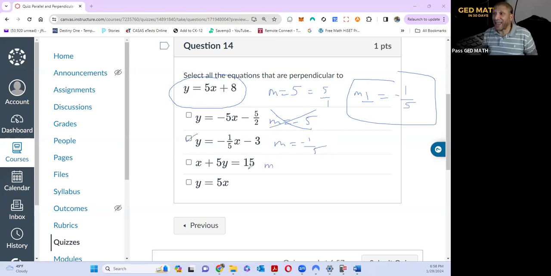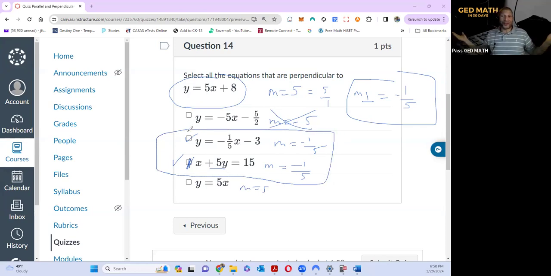Here, this is standard form. So this is A, so 1 there. So the opposite of A, which is negative 1, over B, which is plus 5, negative 1/5. Check. Slope here is 5. So the 2 that are perpendicular, right there.